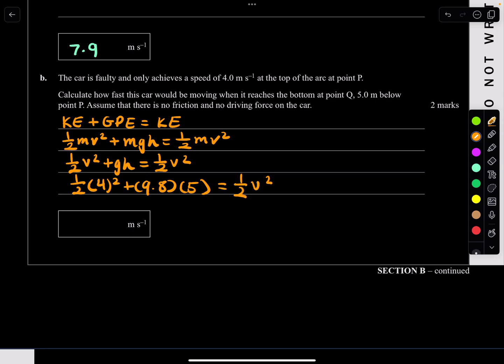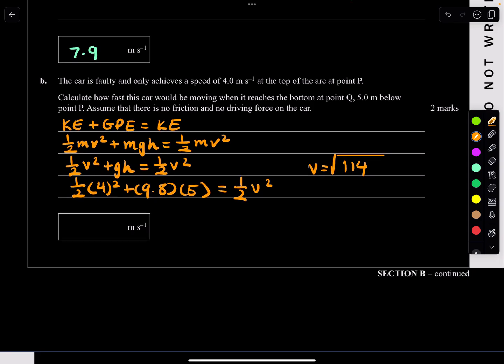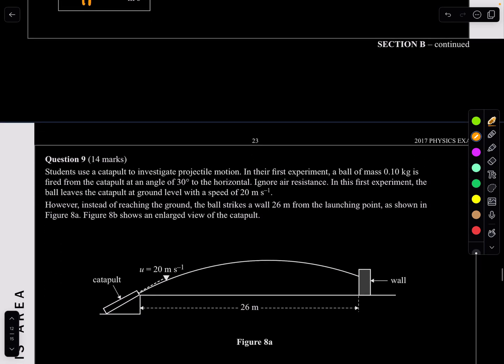So let's just calculate that. So 0.5 times 4 squared plus 9.8 times 5, times 2. So we're going to get velocity is equal to the square root of 114, which is square root of that. Okay, we get our answer, which I think we wanted two significant figures, which is 11 meters per second. Easy. And that's it, yeah. Looks good. Is that right? We got that. Good. All right.